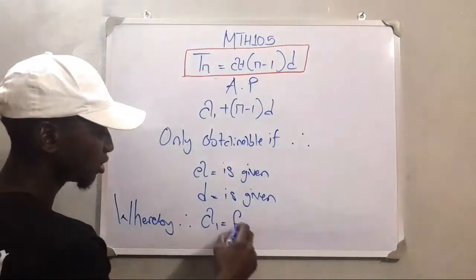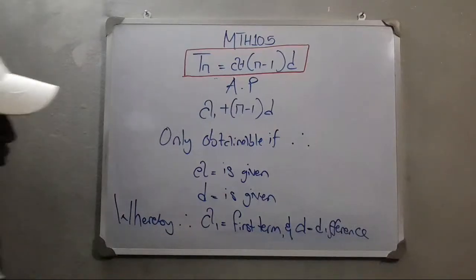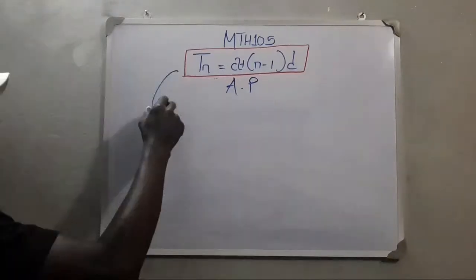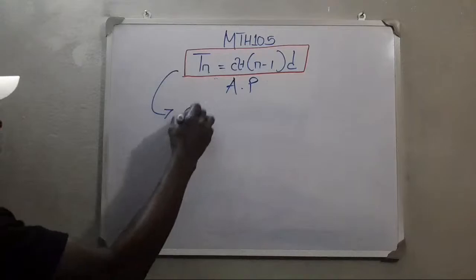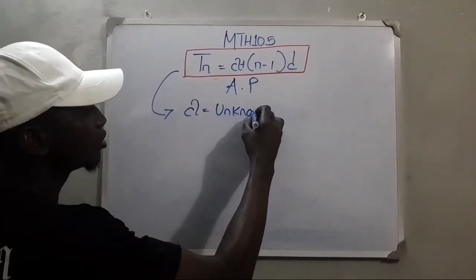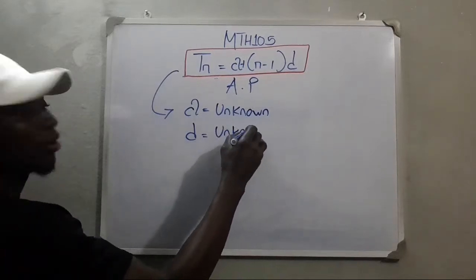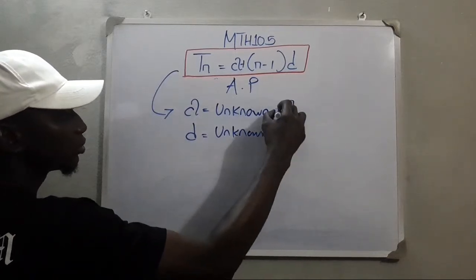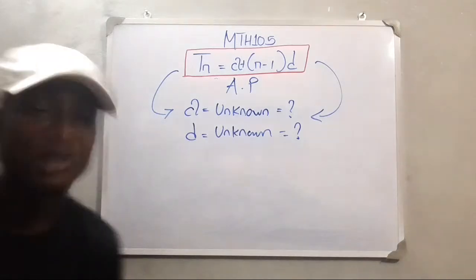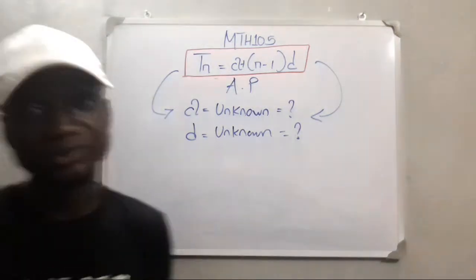Then we can use something like this, whereby A1 equals first term, and whereby A equals first term and D equals difference. Now this is applicable when A is unknown and when D is unknown. Then this formula is applicable. It's still the same AP but different method, different question, which implies different methods or different formulas.